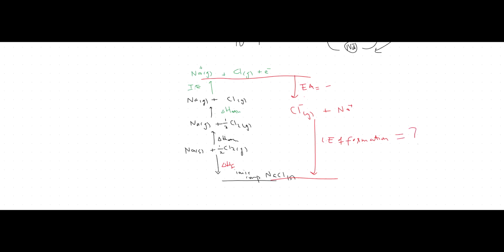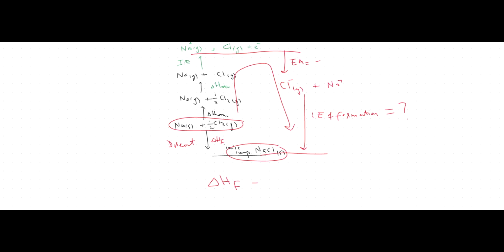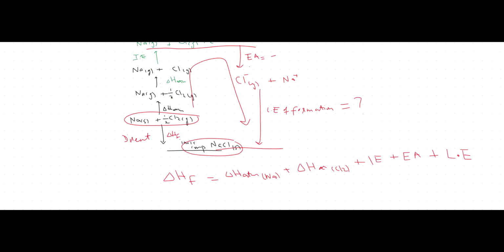We will follow the same rule, the direct pathway and the indirect pathway, as we have done in Hess's law. The main common point is this. We are starting our reaction from here. This is our direct pathway. All of these values are the indirect. So the equation will be delta HF, while the rest of the values: enthalpy of atomization of sodium, then enthalpy of atomization of chlorine, then ionization energy, then electron affinity, and then lattice energy. We just have to simply put the values and find out the missing term. Clear?